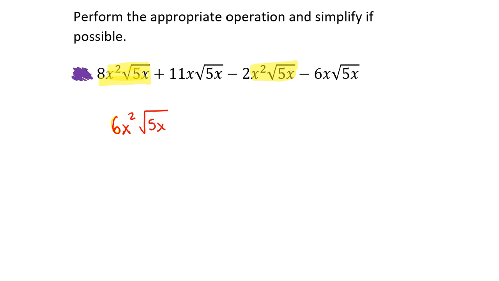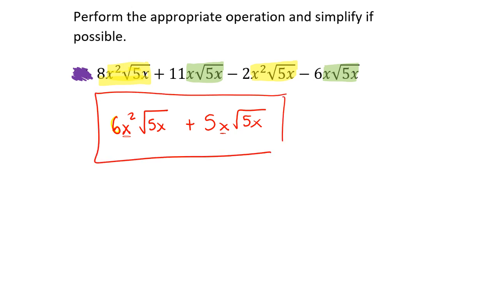And then we have x square root 5x, x square root of 5x, those are the same, so they're like terms and they can be added together. So we're going to have 11 take away 6, that's 5x square root 5x. And since this first one has x squared and the second one just has x, they are not like terms. So this is as simplified as we can get it.